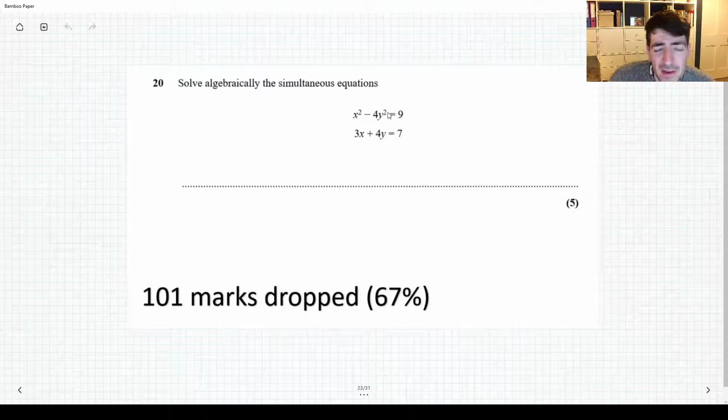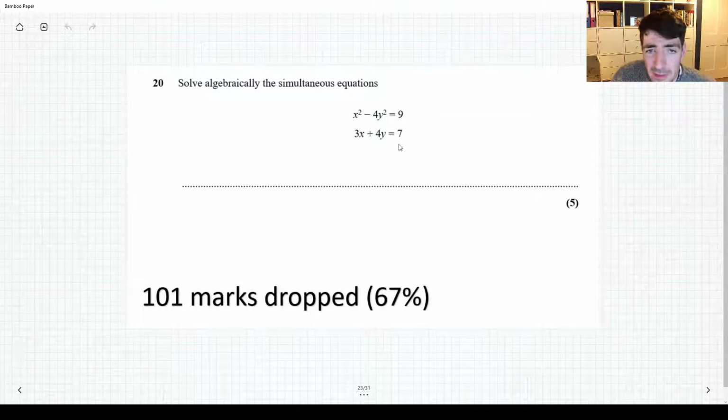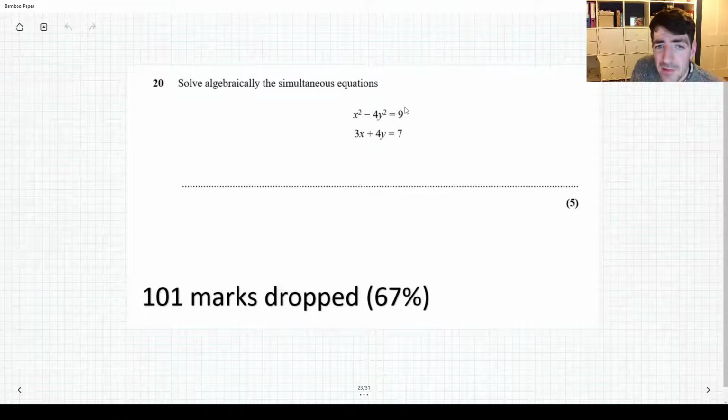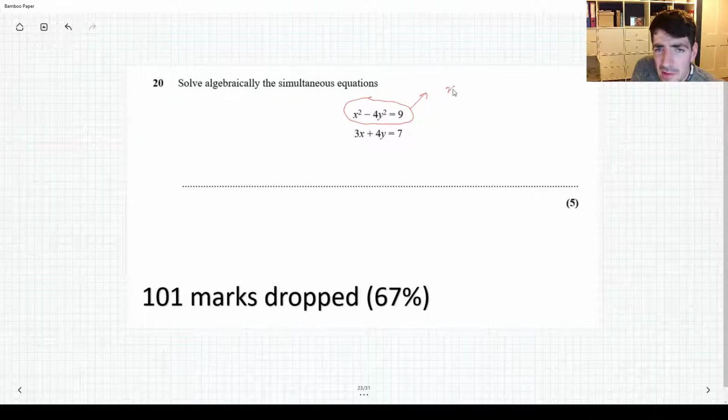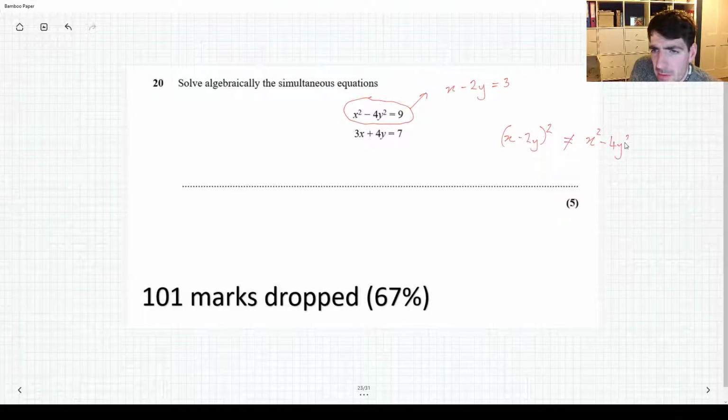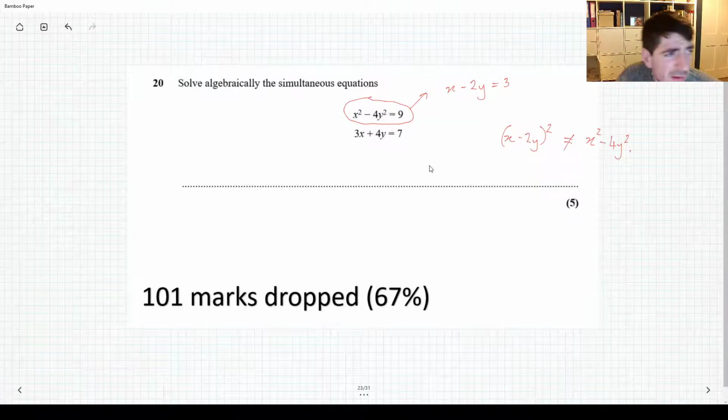It's solving simultaneous equations where you've got one straight line and one curve. And as I said, the mistake that quite a lot of people made was they took this top one, which is an ellipse, and they said that that's something like x minus 2y equals 3. And you can't do that, because although we've square rooted the right hand side, if you take x minus 2y and square it, that's not going to give you x squared minus 4y squared. So we need a different approach. So we'll look at an example, a couple of these, and then I've got some that you can practice.